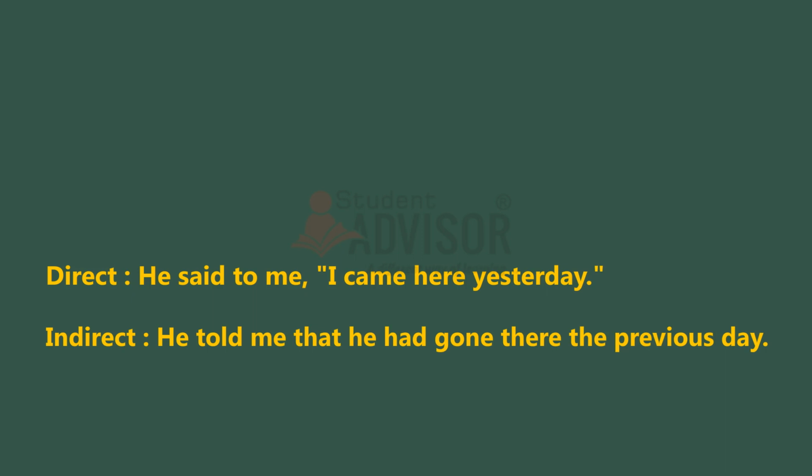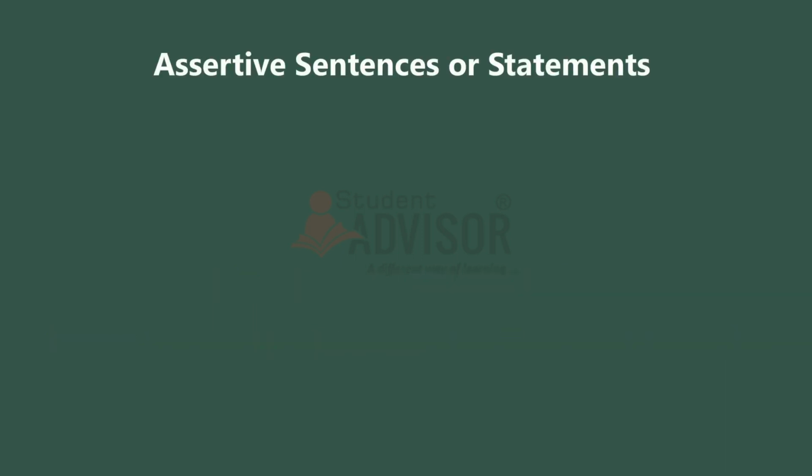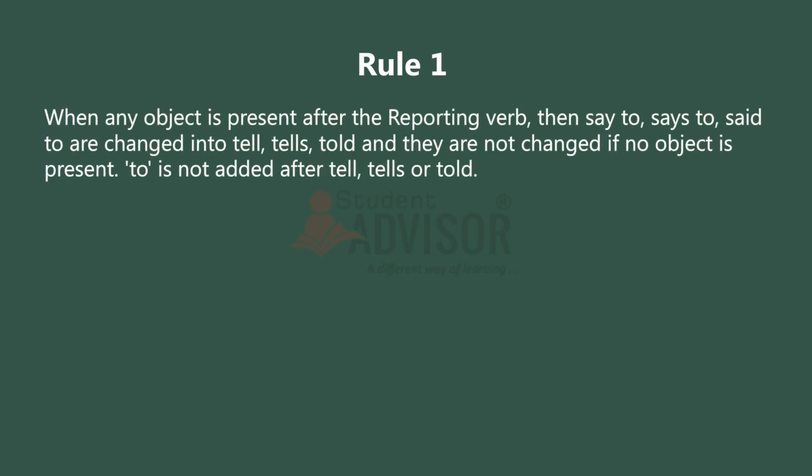Lastly, we will learn about the two types of sentences in speech. Assertive sentences or statements. They have 6 rules. Rule 1. When any object is present after the reporting verb, then says to, say to, said to are changed into tells, say, told, and they are not changed if no object is present. To is not added after tell, tells, or told.